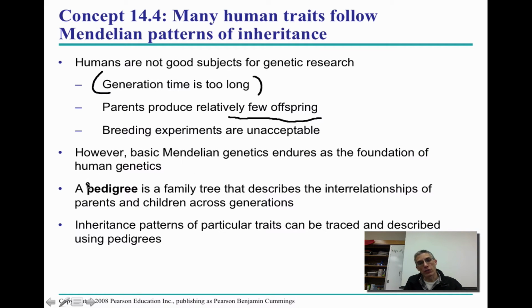So what we do is we use something called a pedigree. A pedigree is simply sort of like a family tree that describes the interrelationships of parents and children across the generations. We go back in the past, we look at somebody's family, we look at the characteristics that they have, and we can create this pedigree. Once we create the pedigree, we can use it to help us predict what might happen in the future. So inheritance patterns of particular traits can be traced, like we said, and they can be described using those pedigrees.